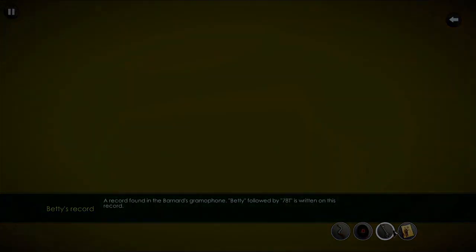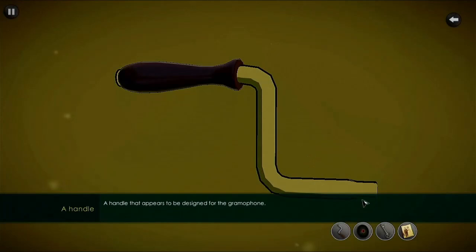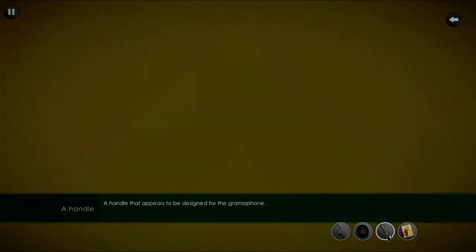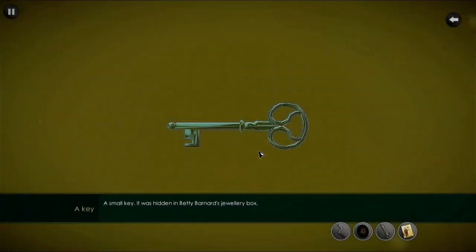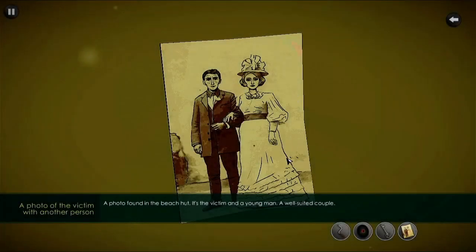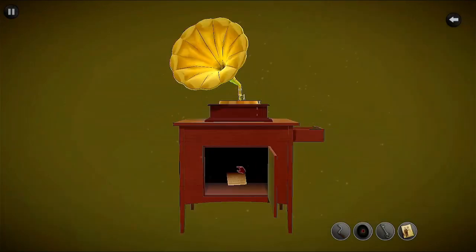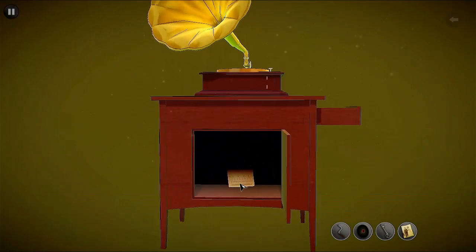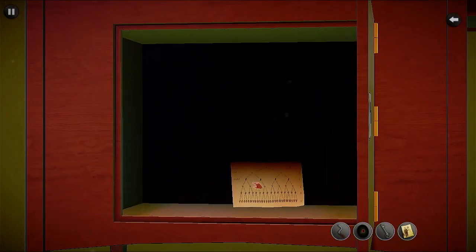Okay. Handle. Small key hidden in the jewellery box. I forgot I could click on things. There you go. That explains the couple things. So, is this the code?